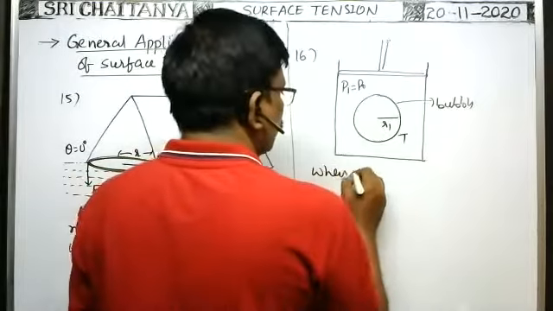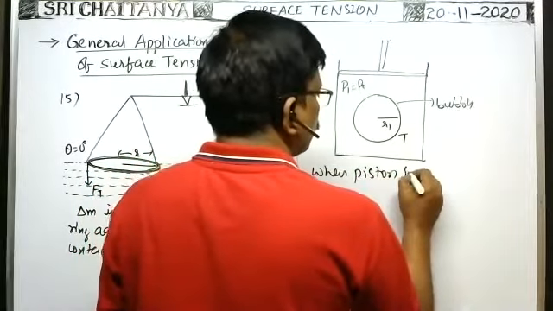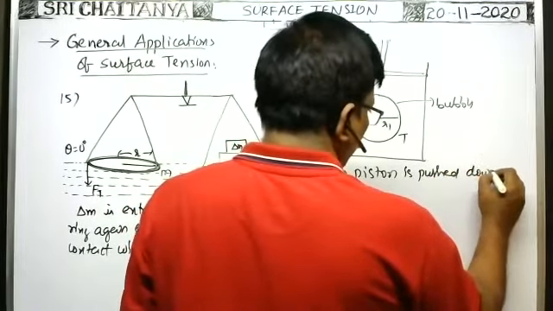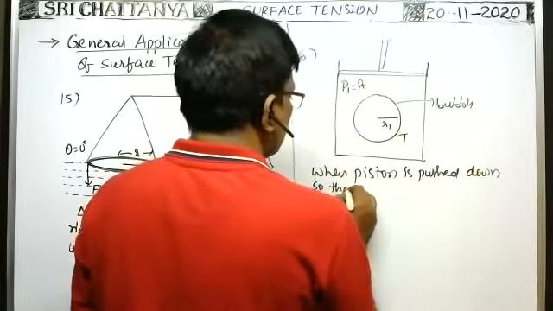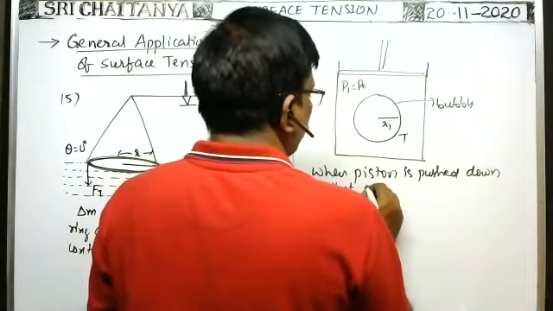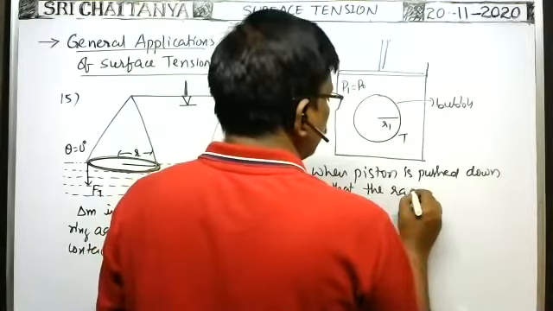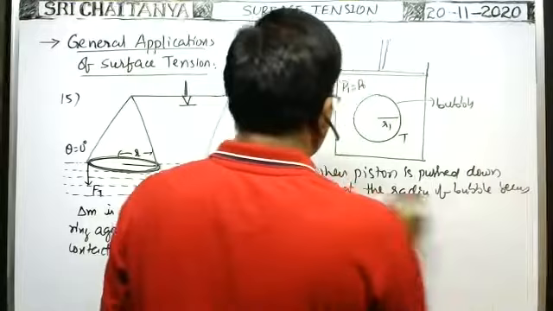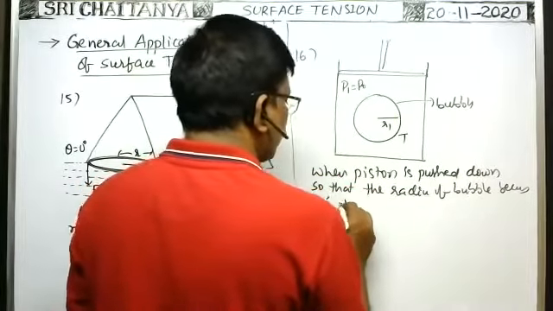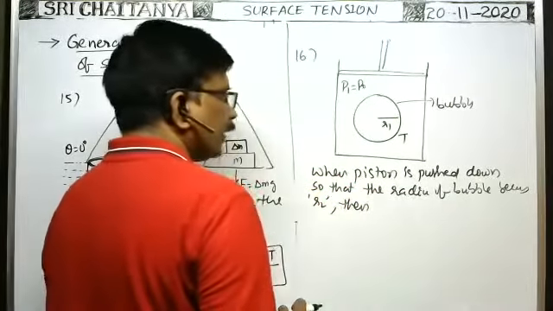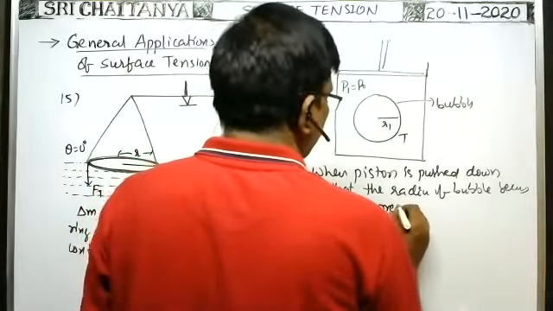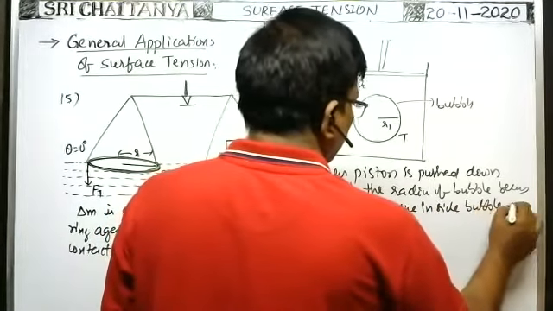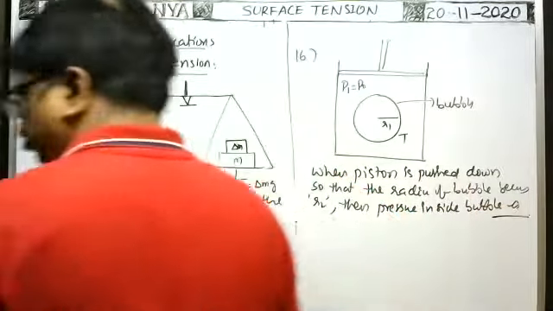When the piston is pushed down so that the radius of the bubble becomes small r2, then the pressure inside the bubble is dash. Pressure inside the bubble is dash.